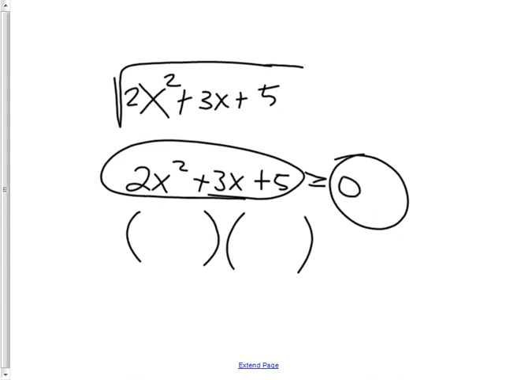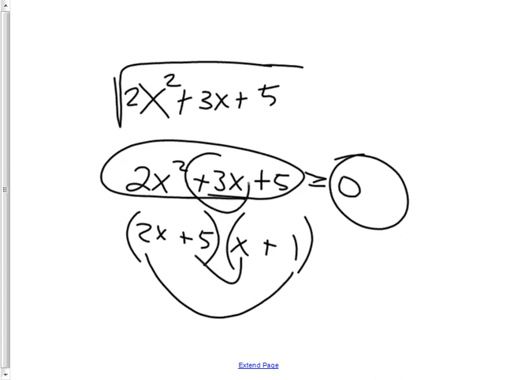All right, so then I'd say 2x and x, and how can I make a 5? Maybe a 5 and a 1. I can tell these numbers are going to be so big, there's no way I'm going to be able to make a middle term of only 3. So it doesn't factor.